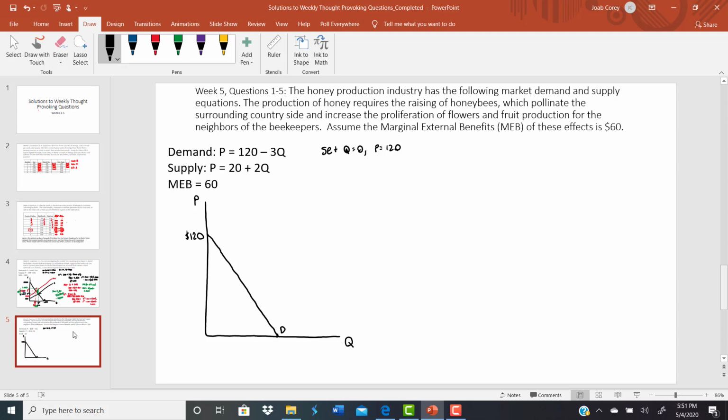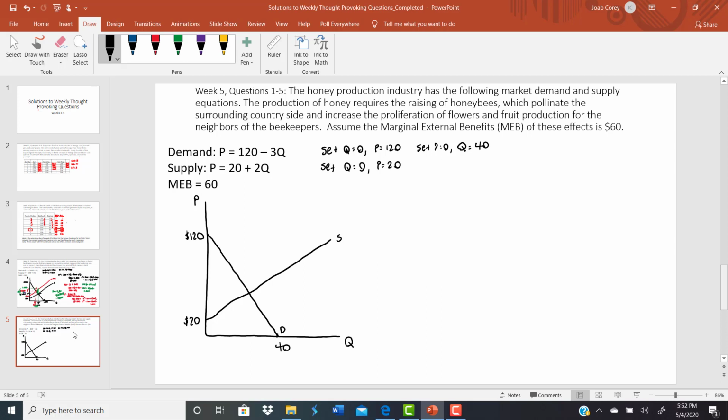If you want to figure out where it hits the x-axis, then you just set P equal to 0 and solve for Q. Q looks like it is equal to 40 there. And if you want to figure out where the supply curve originates, then again we set Q equal to 0, and our price is equal to 20. So it originates somewhere around here. Your supply curve is going to be slightly flatter than your demand curve because the magnitude of that slope is slightly smaller. 2 is less than 3.